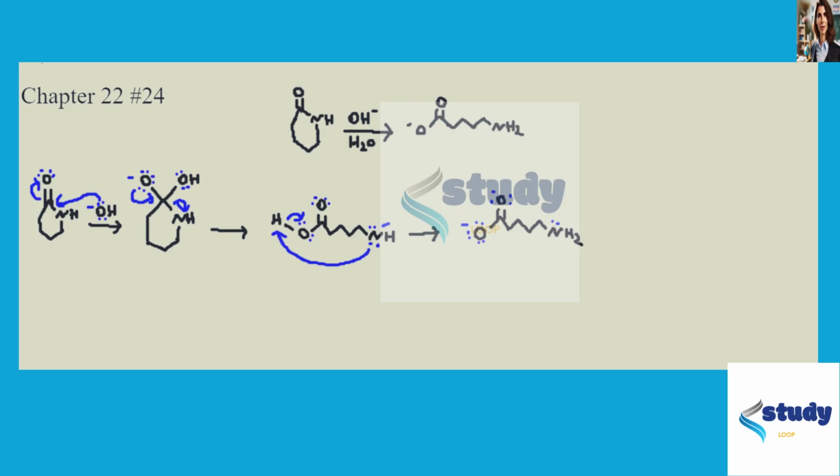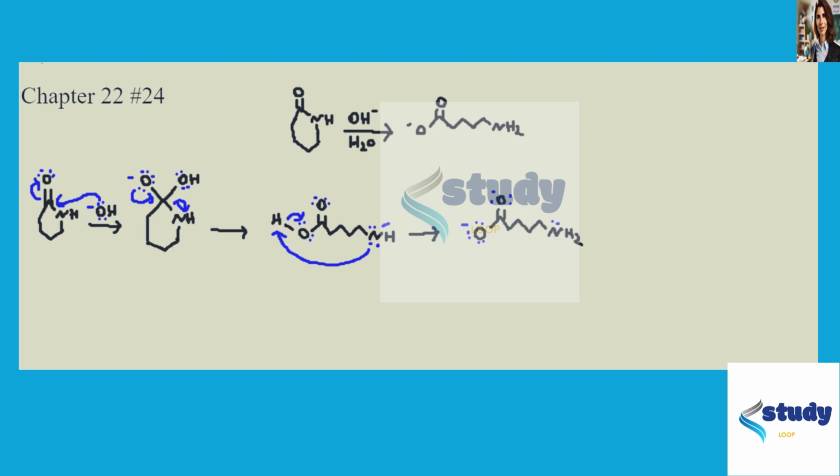This is the answer to Chapter 22, problem number 24 from the Smith Organic Chemistry textbook. This problem is essentially just the base catalyzed hydrolysis of an amide. It is a cyclic amide, which are also known as lactams. But still, it's just the base catalyzed hydrolysis of a lactam, or a cyclic amide.